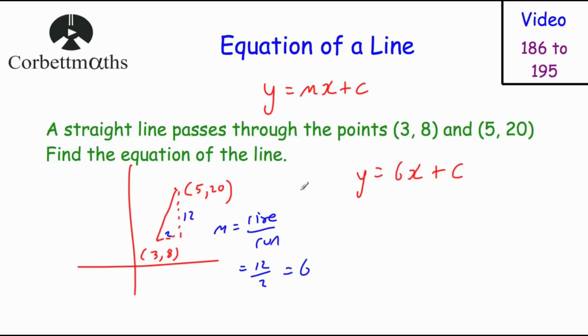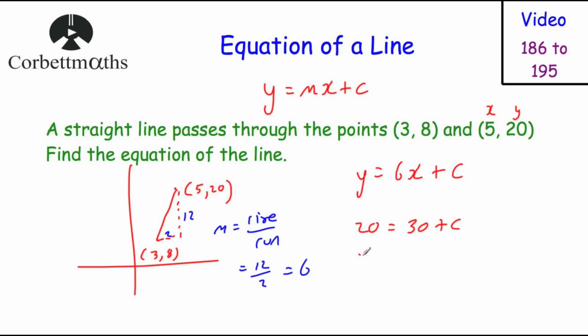Let's choose one of our points, because we know the line passes through both of these points, 3, 8 and 5, 20. I'm going to choose 5, 20. I could have chosen 3, 8. I know the x coordinate is 5 and the y coordinate is 20, so let's substitute those into our equation. So y, that's 20, equals 6 times x, so 6 times 5. 6 times 5 is 30, plus c.